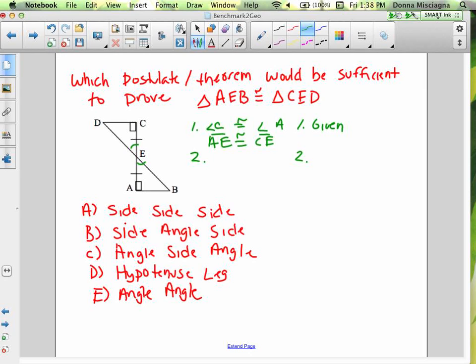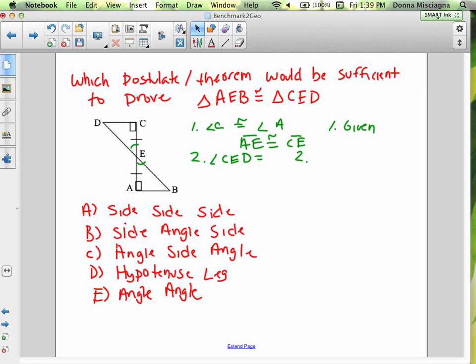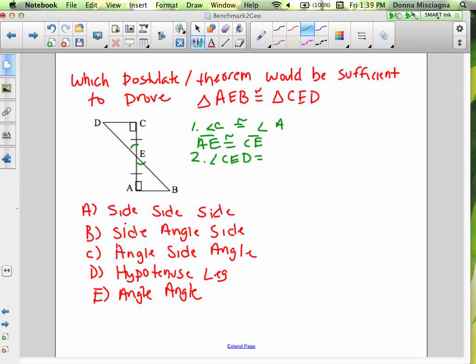So we see we have angle CED congruent to angle AEB, and it's because those are vertical angles. This stuff was given.